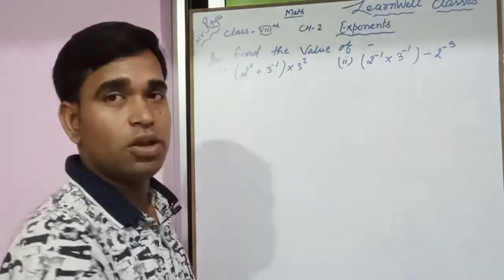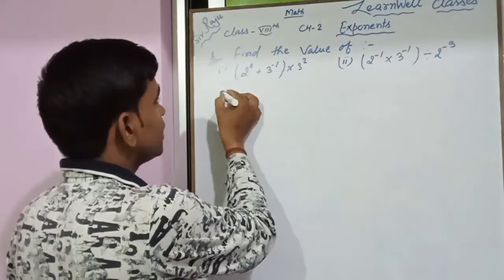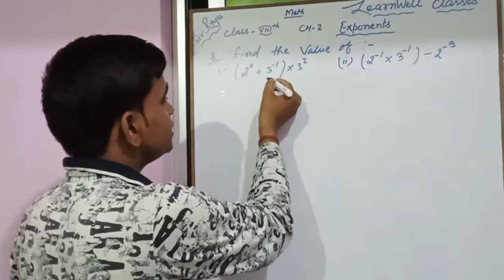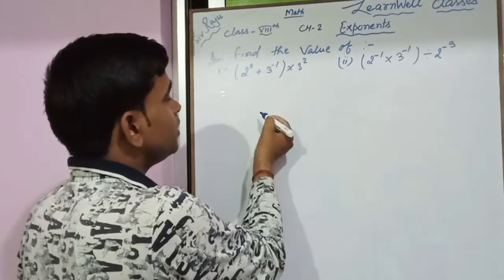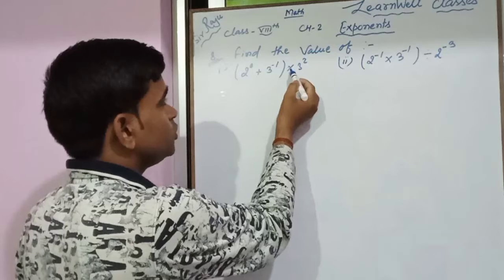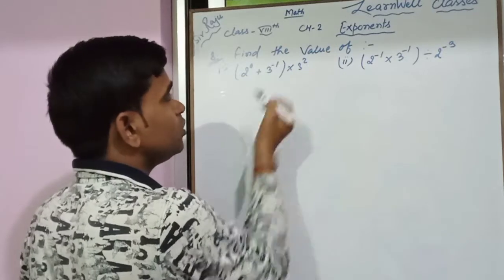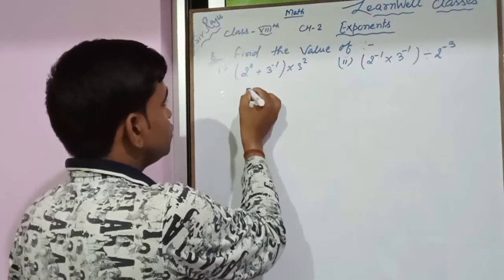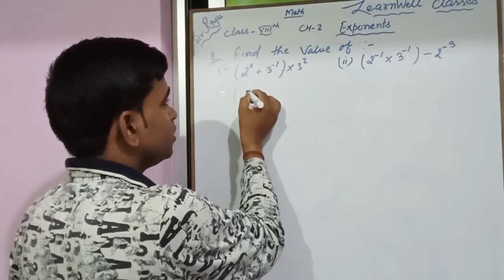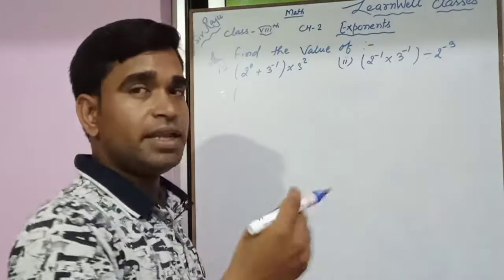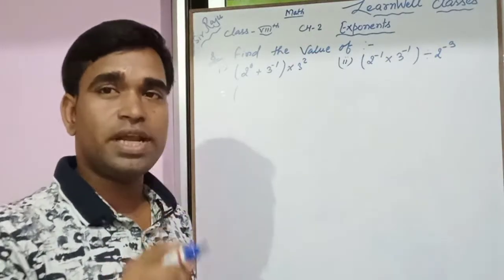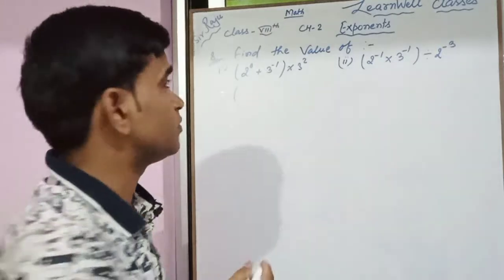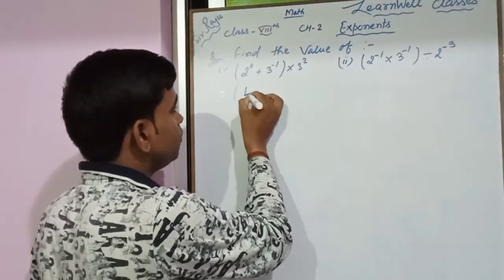Find the value of the first question: 2 raised to the power 0 plus 3 raised to the power minus 1 into 3 raised to the power 2. So we have solved that 2 raised to the power 0. When any number's exponent is 0, that value is only 1.